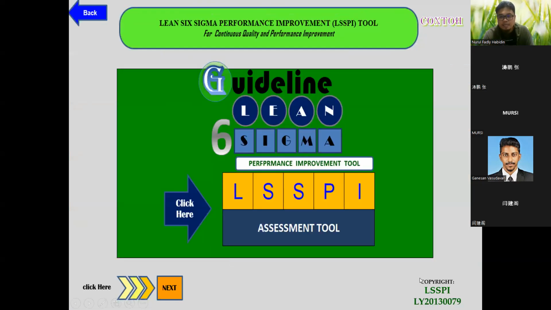So that's why you can see they have the number here, copyright LSSPI, LY2013-0079, meaning that this research design is already protected by copyright under Malaysian law. Okay.